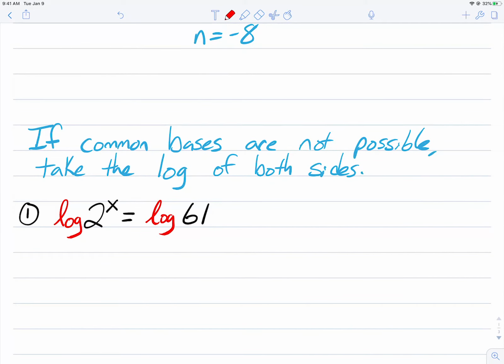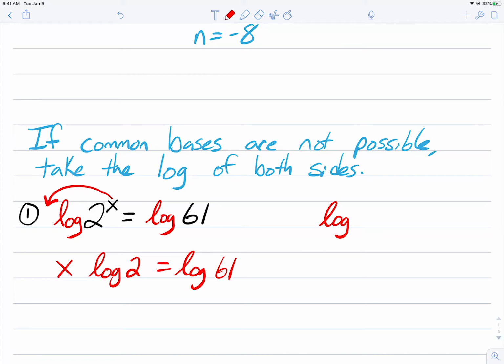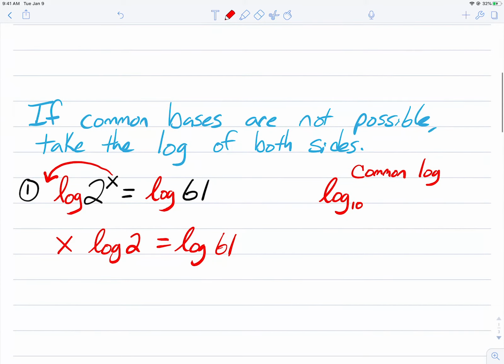Now, if you remember the product property, if you have an exponent, it can come outside of the log and be multiplied in front. So I'm going to take my exponent and put it out front. So it's x log 2 equals log of 61. Notice that the log I'm using is the common log, which means the base is 10. When the base is 10, we don't actually have to write the 10 down. What's also really nice is that button is on your calculator.